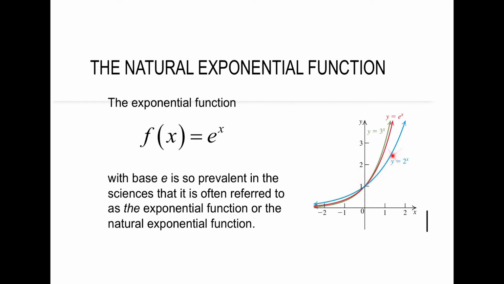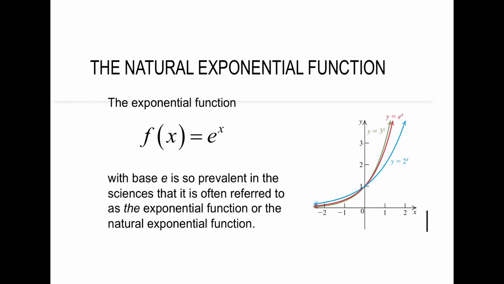This is y equals 2 to the x. And then we have y, the green, is y equals 3 to the x. You can see that e is kind of right in between those two numbers, e to the x. Remembering the base of e is 2.7, et cetera, et cetera. And so it doesn't rise quite as fast as 3 with the base, but it rises much faster than with a base of 2. So, yeah, that's what we call the natural exponential function.